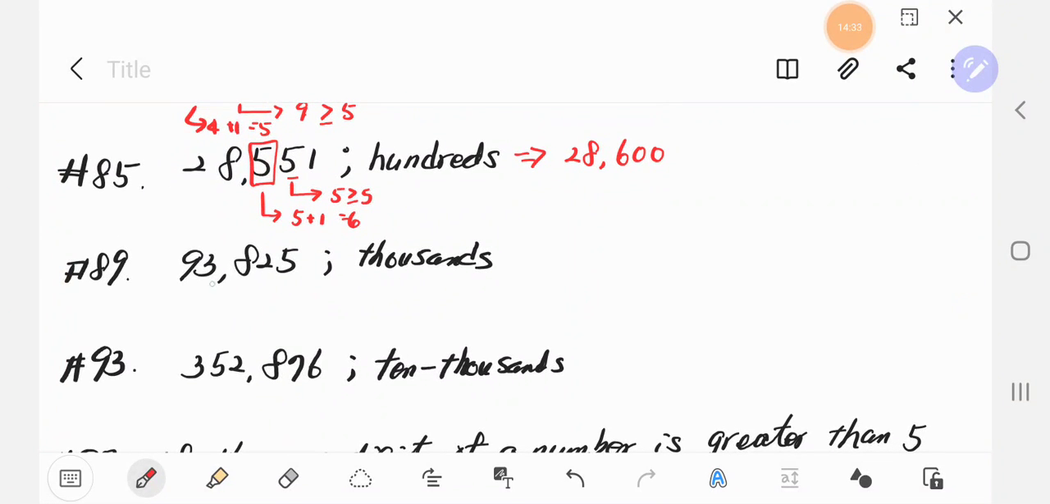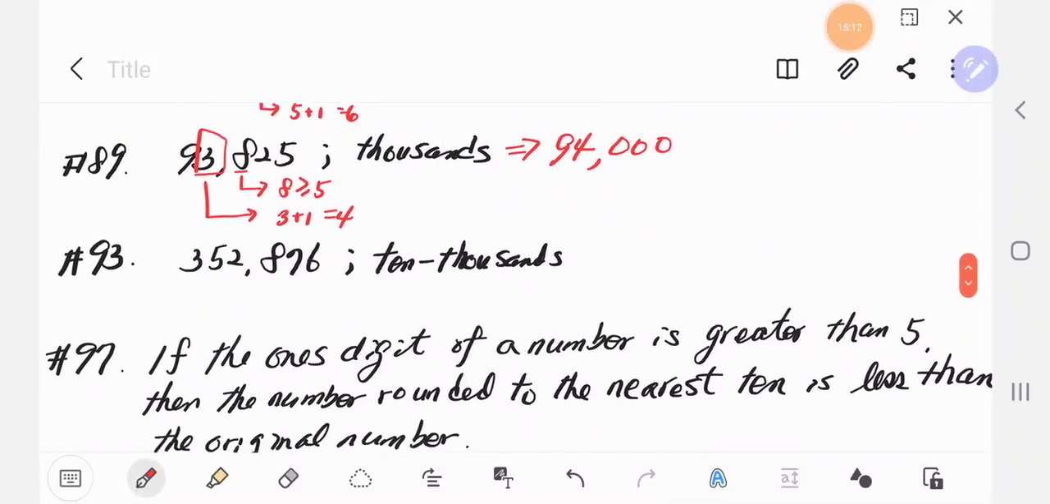Number 89, 93,825. The place value is 1,000. So we will decide whether we're going to increase this number by 1 or just leave it by comparing the next digit. So 8 is greater than or equal to 5. So you just add this number by 1. Then this will be 94,000. Okay, 94,000.